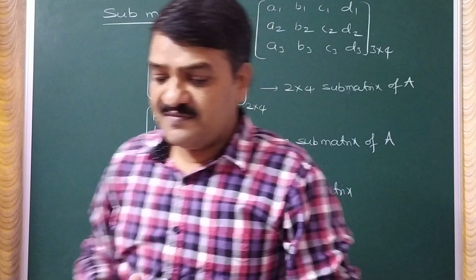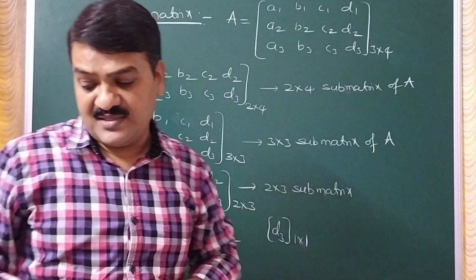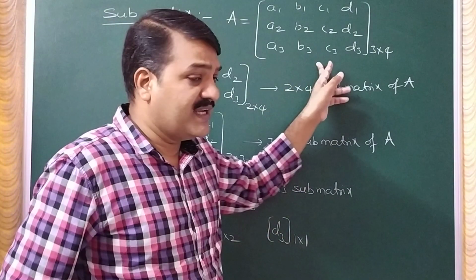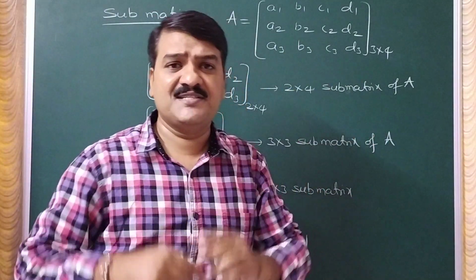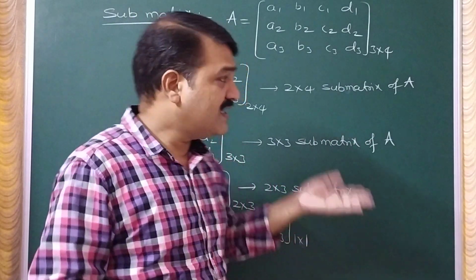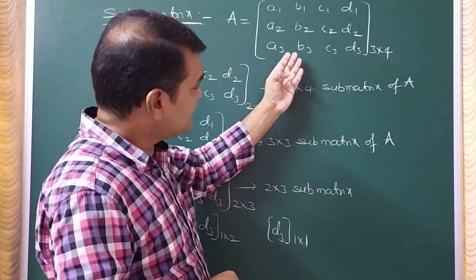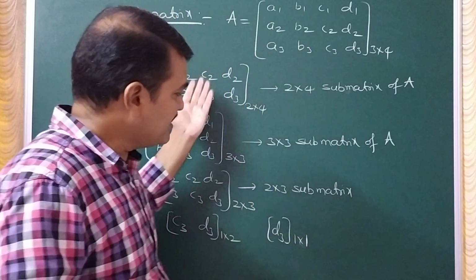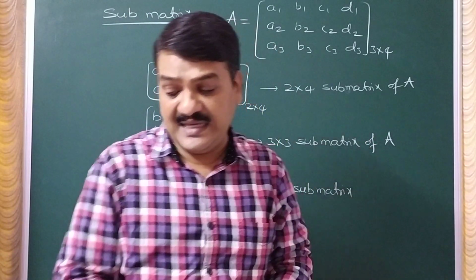Submatrices of A can be square matrices or non-square matrices also. And any matrix can be taken as a submatrix of itself. It is just like sets and subsets: any set can be a subset of itself. Like that, any matrix will be a submatrix of itself. So this matrix can be taken as a submatrix of A also.